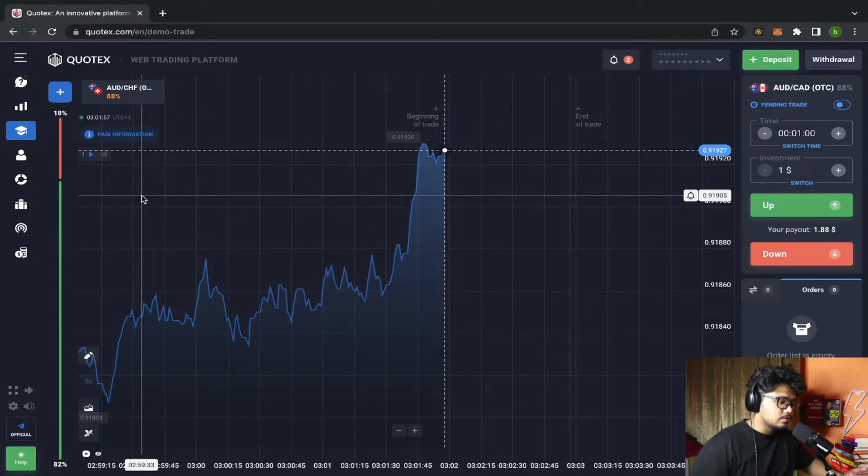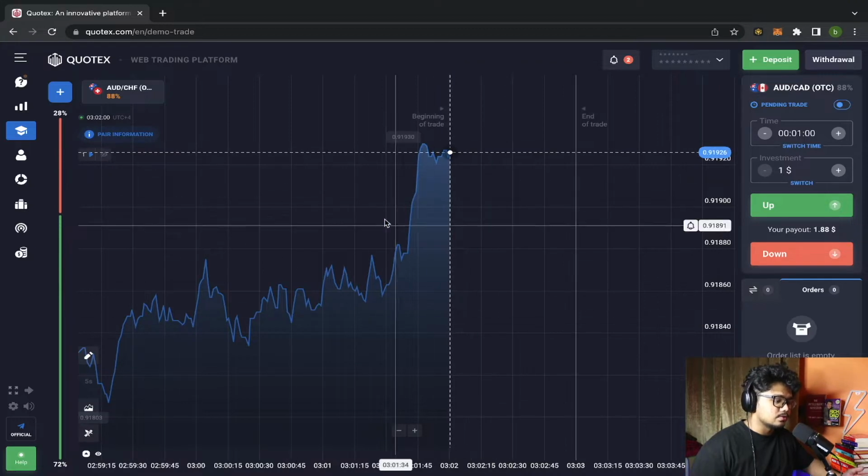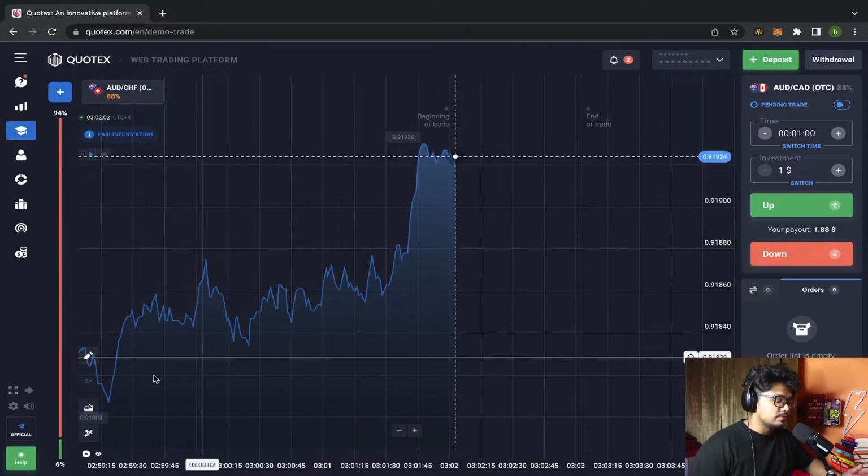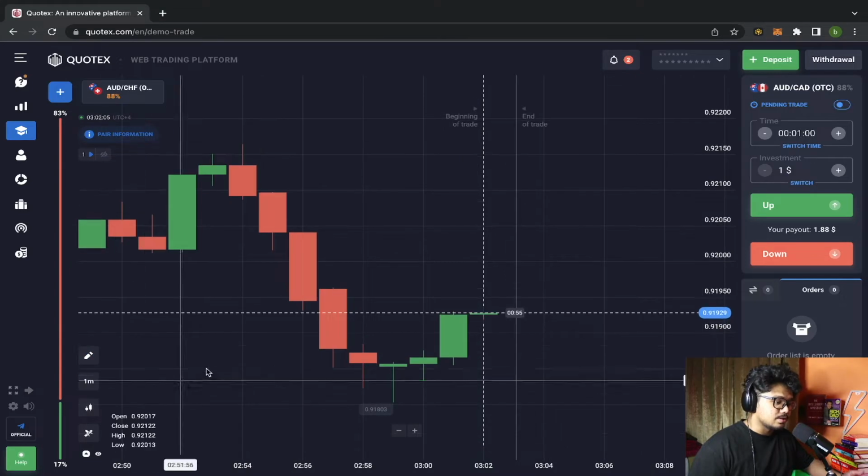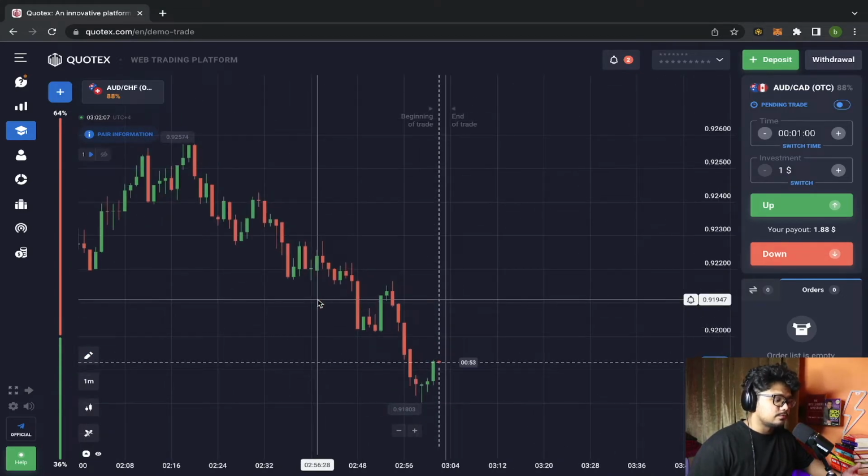Okay, so once we get into the broker, your chart is going to look like this. It's going to be a line graph. So we have to change it from line graph to candlesticks. Now, once you're done with this, you have to add the indicators.